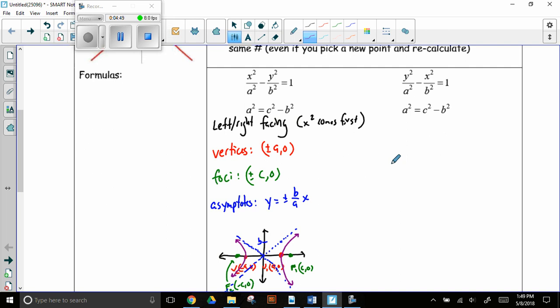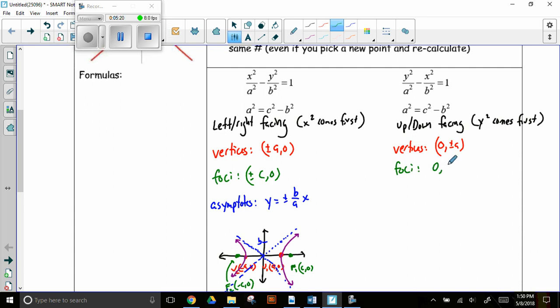When we're given a different situation, in other words, when y comes first instead of x, this is going to be up and down facing. Again, y squared comes first. Everything is flipped. Your orientation is flipped. So instead of having vertices at plus or minus a comma 0, now your vertices are located at 0 comma plus or minus a. Your foci, same thing, they flip. We're looking at 0 comma plus or minus c now. Your asymptotes flip-flop as well. And we're now looking at y equals plus or minus a over b times x.